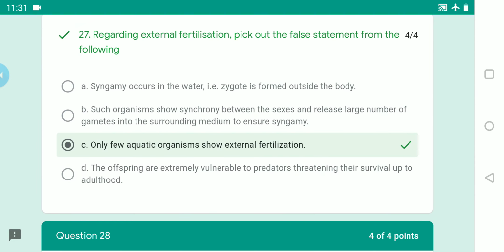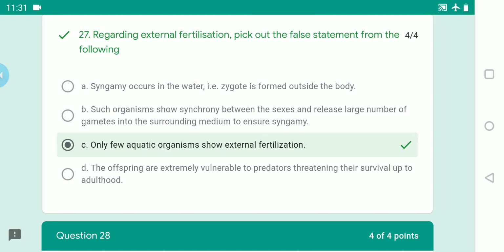Next question regarding external fertilization. Pick out the false statement from the following. So what is the meaning of external fertilization? The fertilization occurs outside the body of the parents, that is, in the external medium such as surrounding water. It occurs in aquatic organisms like fishes and frogs. Here, out of these four statements, we should identify the false statement.